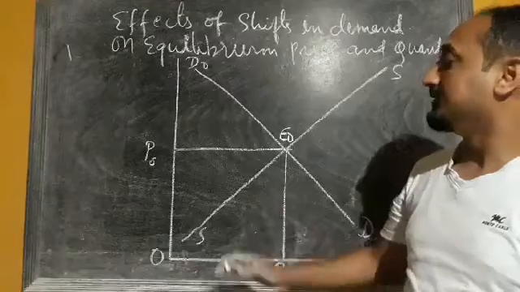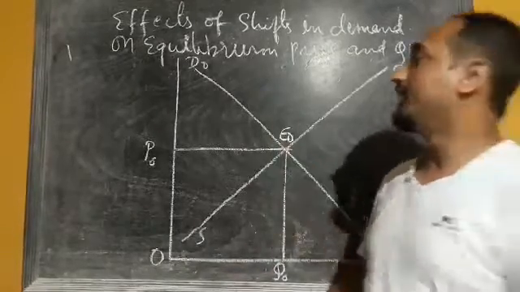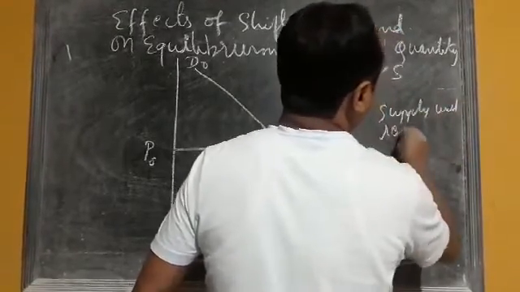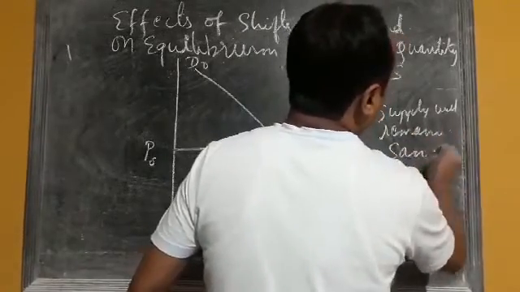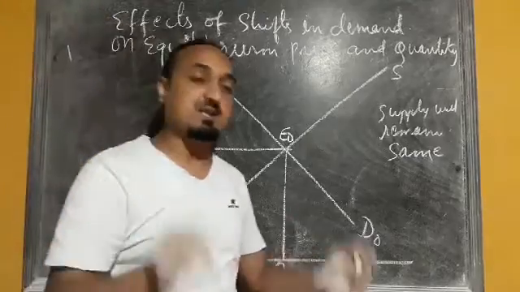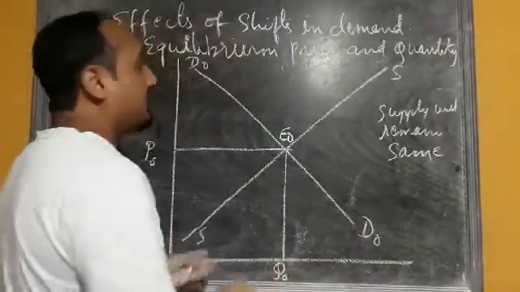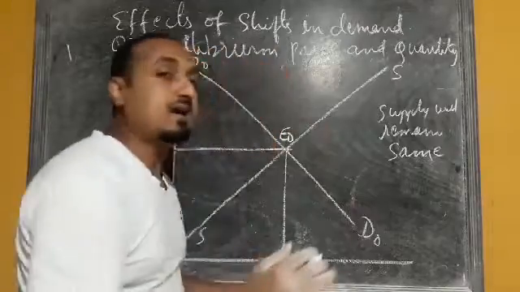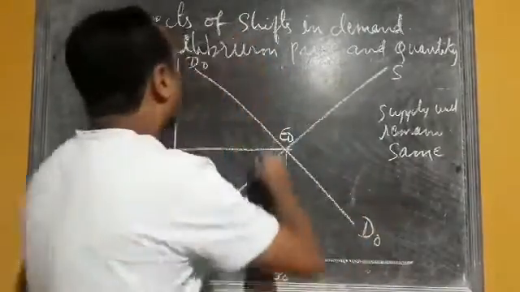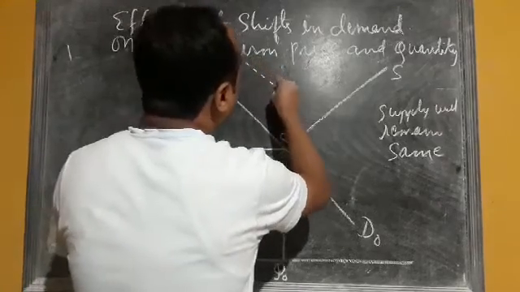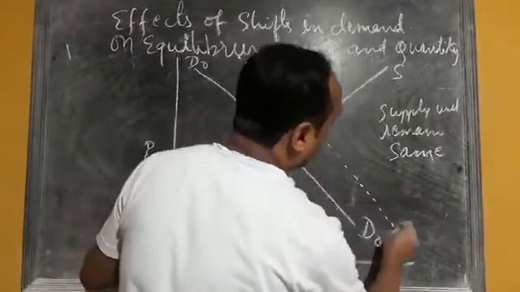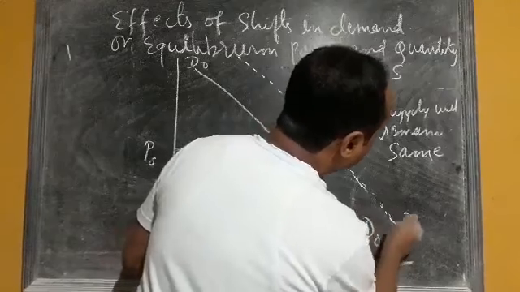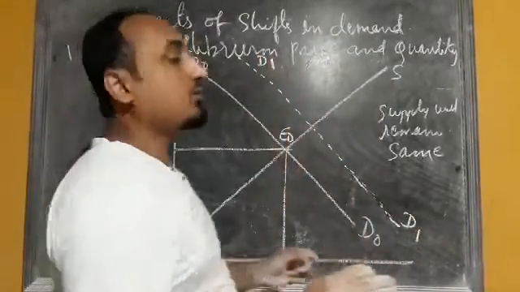Now here, if the supply remains the same, the supply curve will remain the same. Only the quantity demanded will change. Now due to some reason, suppose demand is shifting due to an increase in income of the consumer. If the quantity demanded increases, what will happen? The demand curve will shift rightward. Suppose the demand curve is shifting rightward, and now we have a new demand curve, D1.